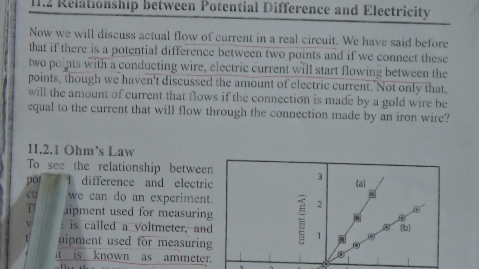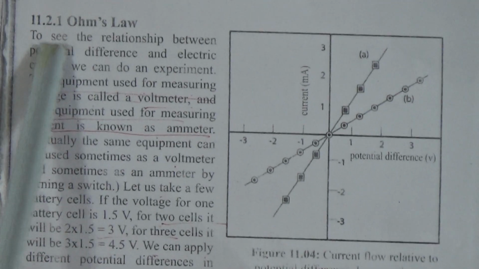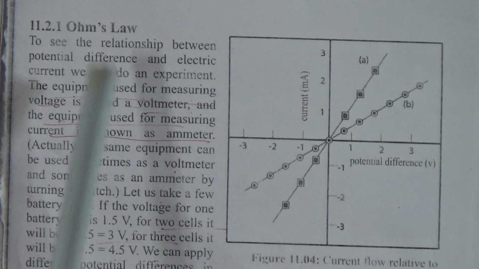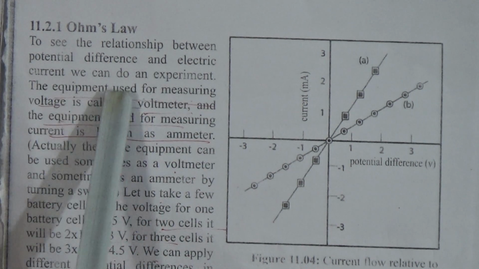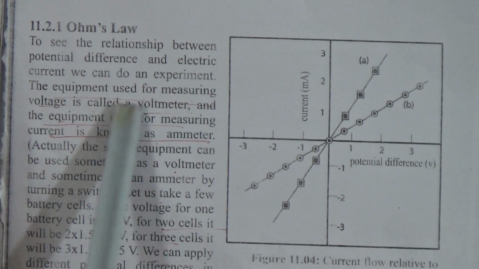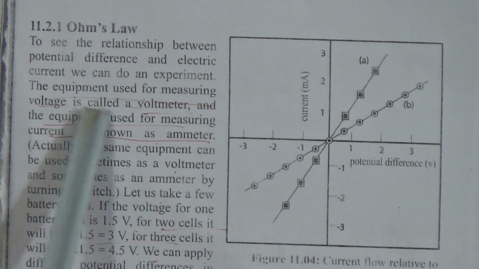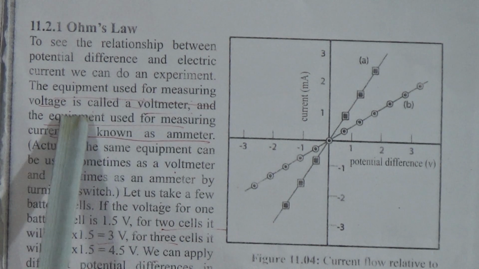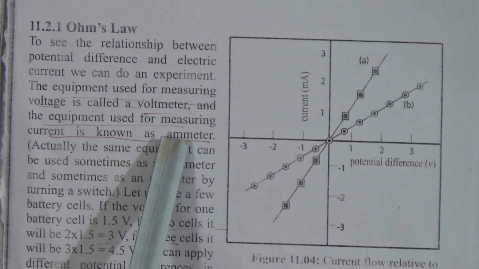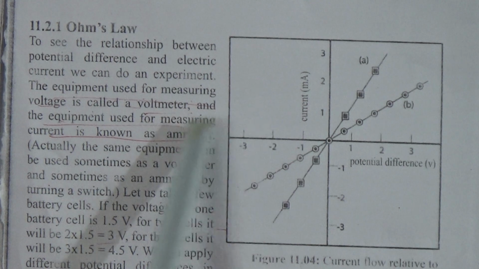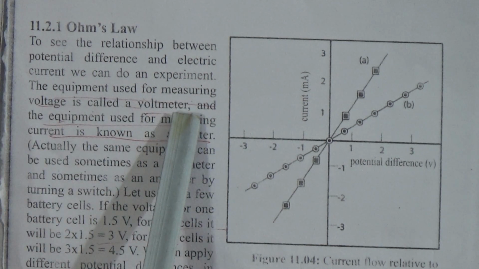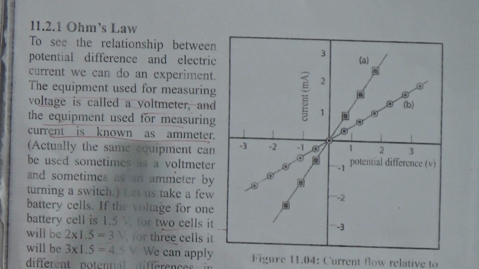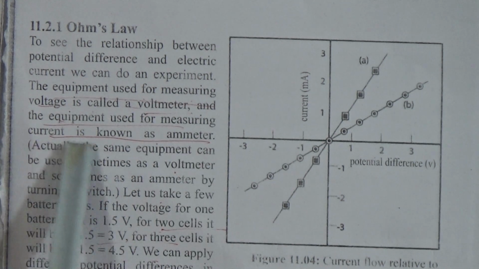My dear students, now we will discuss this topic. Now we will discuss what Ohm's law is. To see the relationship between potential difference and electric current, we can do an experiment. The equipment used for measuring voltage is called a voltmeter. My dear students, here is a knowledge based question. What is a voltmeter and what is an ammeter? The equipment used for measuring voltage is called a voltmeter, and the equipment used for measuring electric current is known as an ammeter.